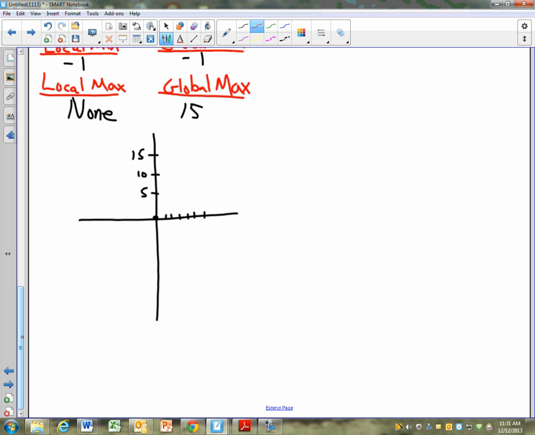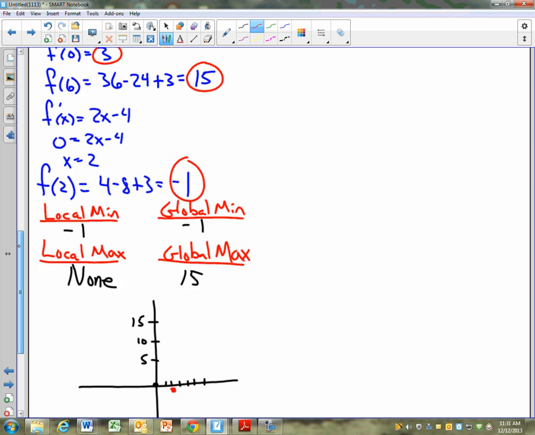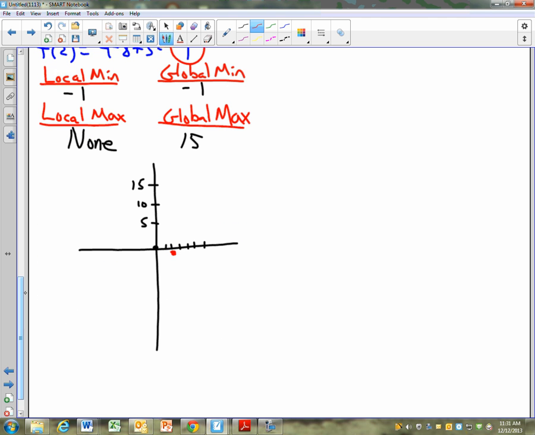We know that this graph has a local minimum at 2, and it goes down to -1. We already decided that f of 0 was 3. And we decided f of 6 was 15. Does everybody agree that the graph has this shape to it?